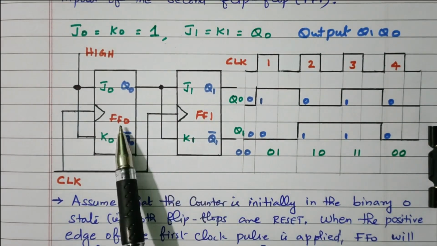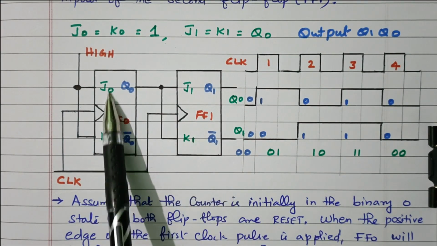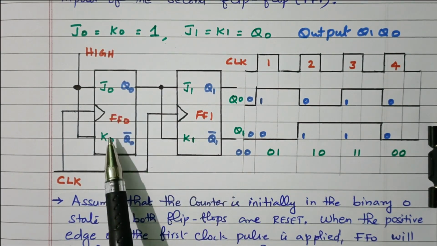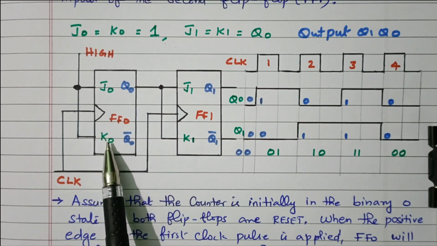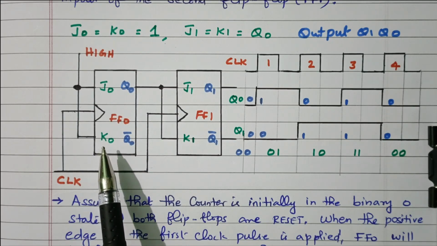So we have 2 flip-flops available, F0 and F1, JK type. What is the nature of the JK flip-flop? If both the inputs are 0, there is no change in the next state. If both the inputs J and K are 1, then the output will toggle. If the output is 0 it will toggle to 1, and if 1 it will toggle to 0.